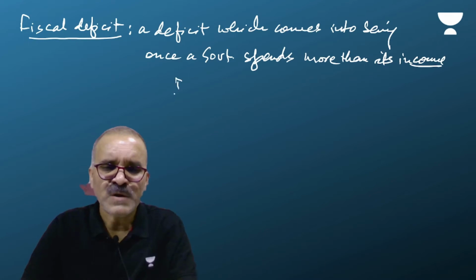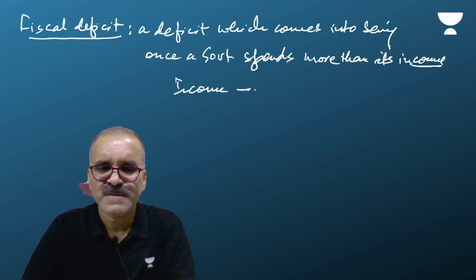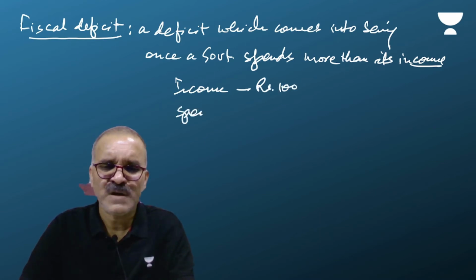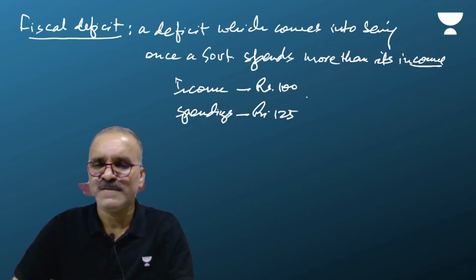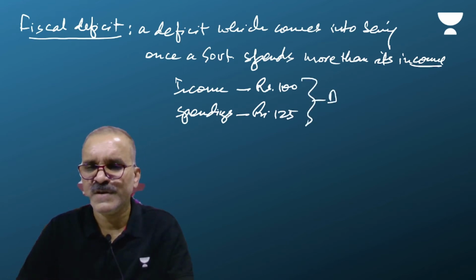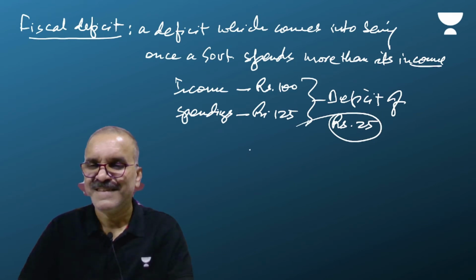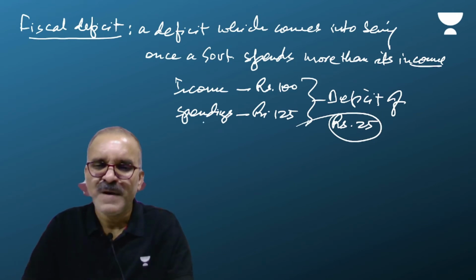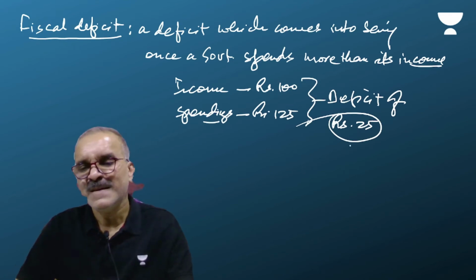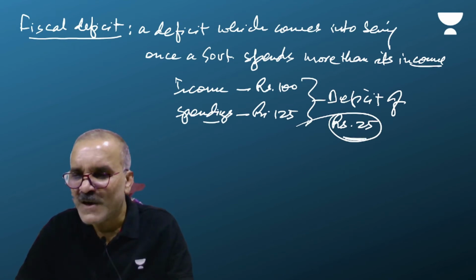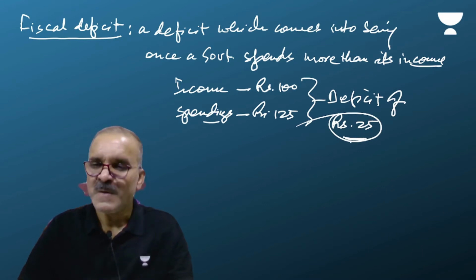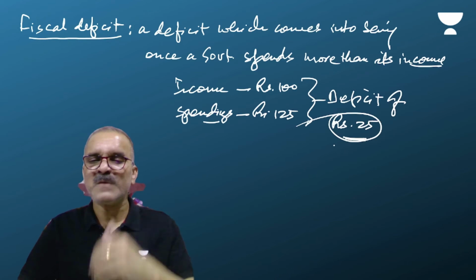Suppose the total income of a government is Rs 100 and the government's total spendings are going to be Rs 125. Here you see a deficit of Rs 25, because with lower income, higher spendings are not possible. This 25 rupees must be mobilized by the government either by printing it, by borrowing from inside the economy or from outside the economy.